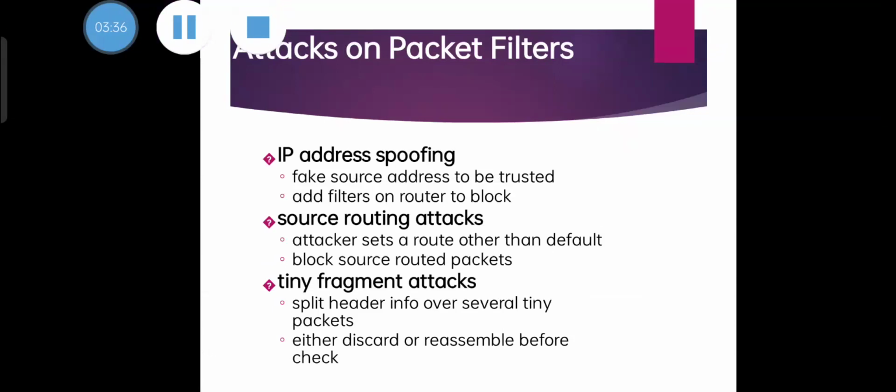The first one is IP address spoofing. In IP address spoofing, the attacker uses a fake source address, so filters are added to the packet. Source routing attacks mean the attacker tries to set another route other than the default route, so the filter blocks the source-routed packets. Tiny fragment attacks split the header into small pieces and then try to attack; the filter either discards it or reassembles before checking.